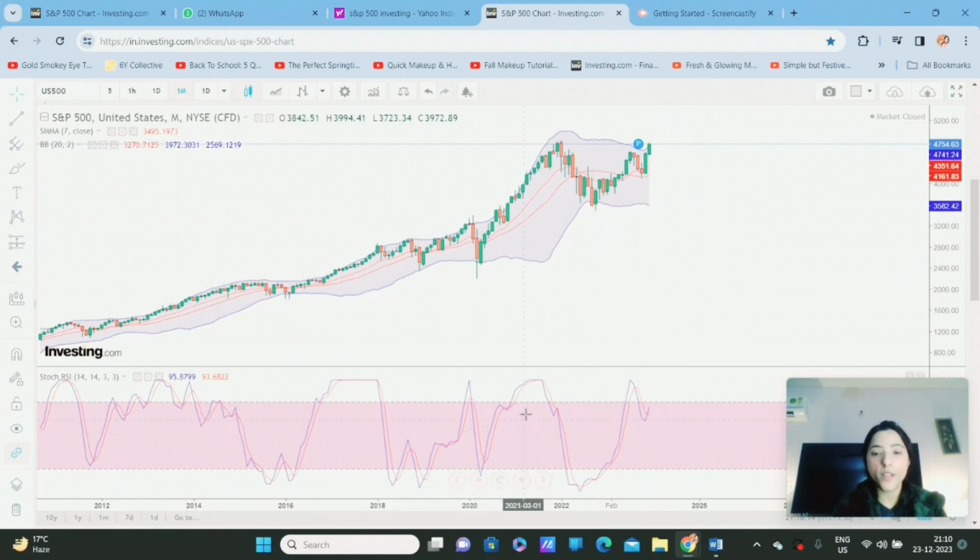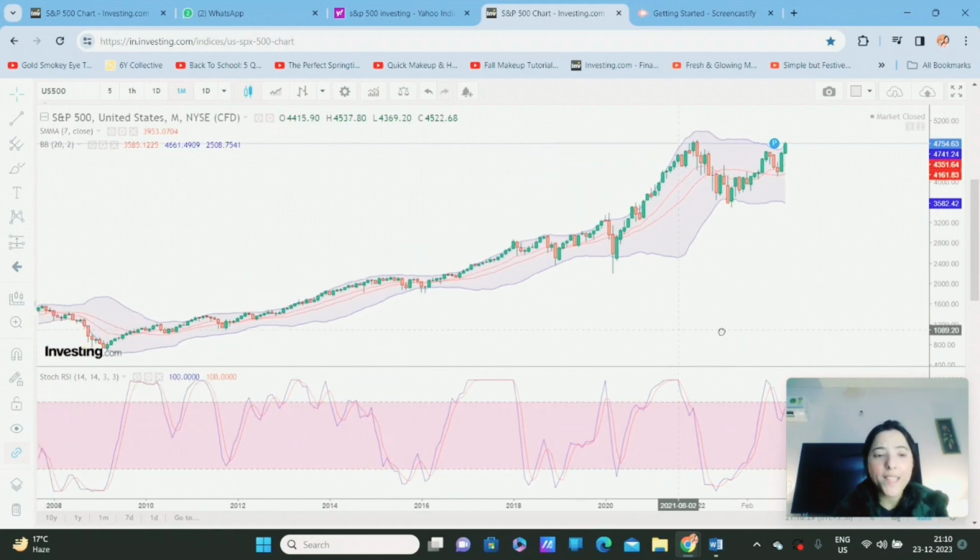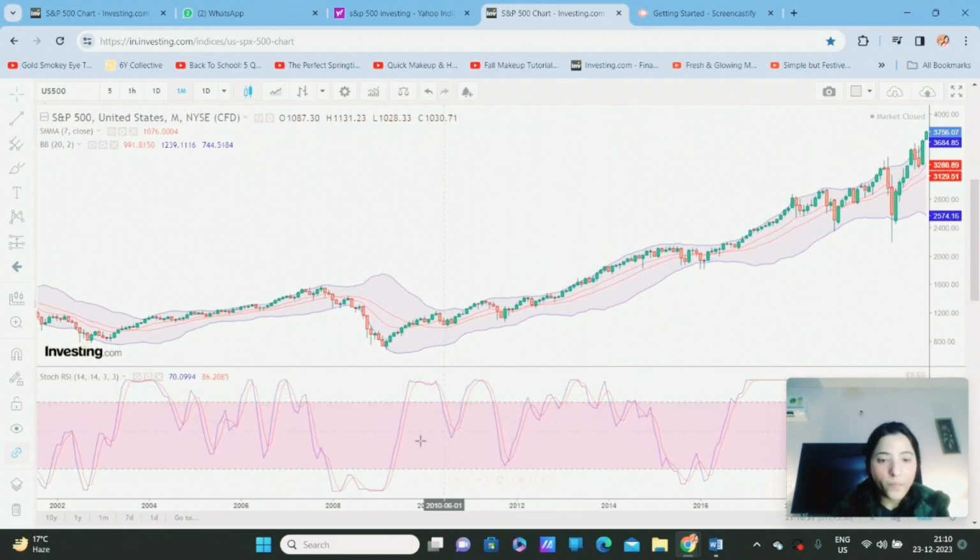I have opened a stochastic RSI as well. In stochastic RSI, the only thing you should note is that there should not be a formation of a lower high. What do I mean by lower high? Let's see the 2009 chart. So this was a higher high, right? It was a higher high. And then this was a lower high that was formed. And that was the start of a trend which led to the 2009 crash.